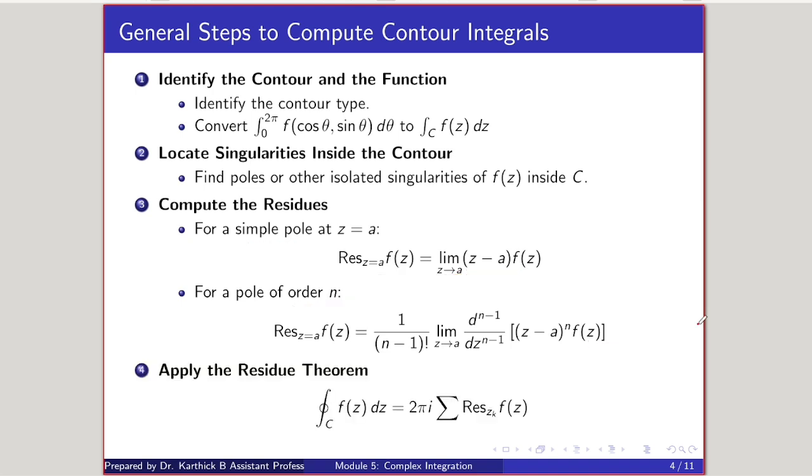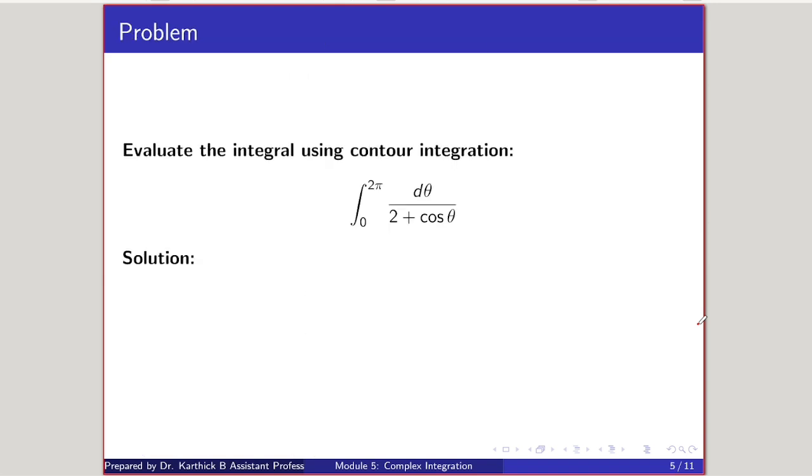And the next step, at last after finding the residues, we have to use the Cauchy residue theorem, and finally we have to evaluate the integral over the given curve. So let's move to the problem. Here, evaluate the integral using contour integration. They have given the integral from 0 to 2 pi d theta by 2 plus cos theta. It clearly belongs to type 1.